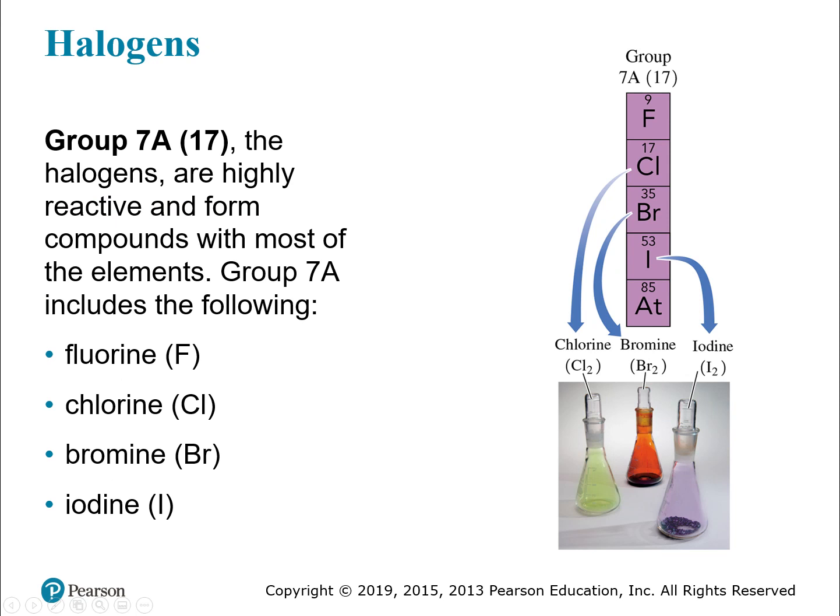We're skipping over quite a bit of the periodic table and going to group 7A, which is on the right-hand side. 7A, those are the halogens. They're also highly reactive, and they will form a compound with most of the elements on the periodic table. The halogens that we're talking about specifically are listed here: fluorine, chlorine, bromine, and iodine.